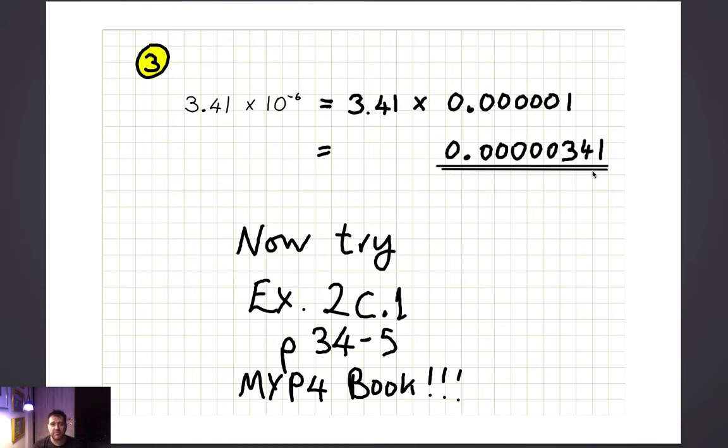Okay, so it's very important to get the numbers and the place value right and the numbers in the right columns, because it's very easy to make the mistake of ending up with a number that's 341 times as big instead of only being 3 times as big. So the final answer is 0.0000341.